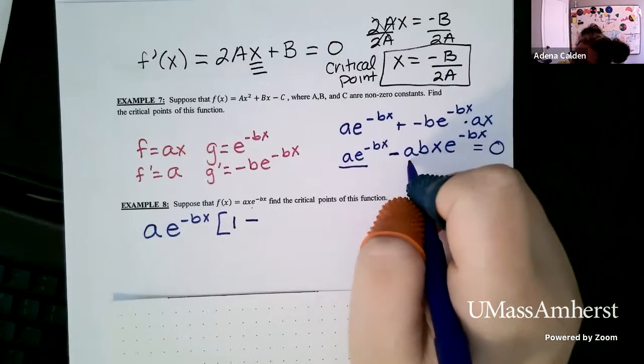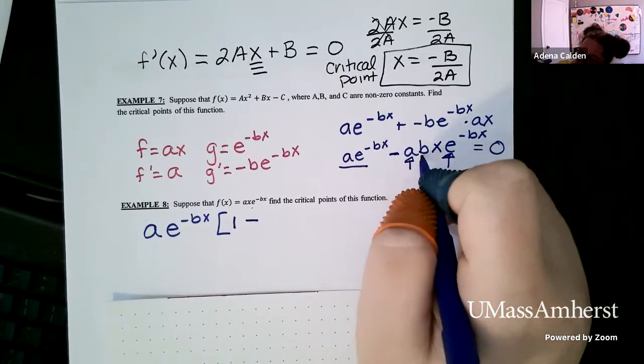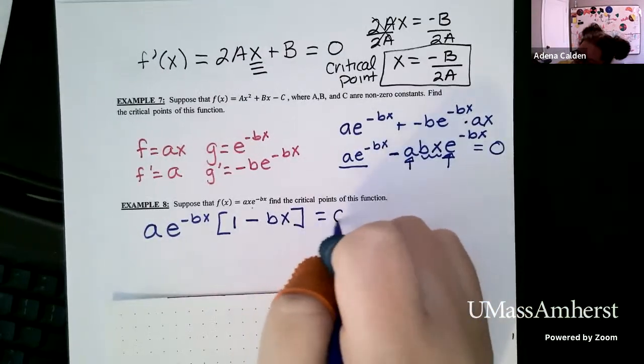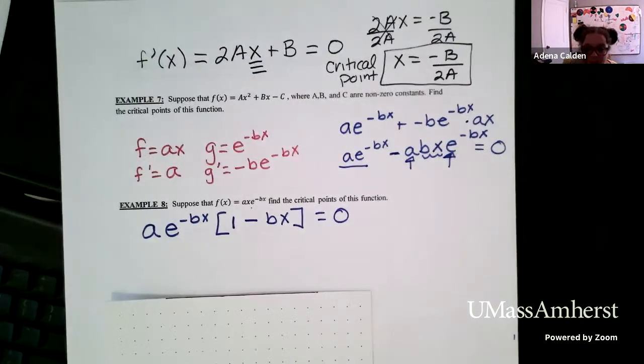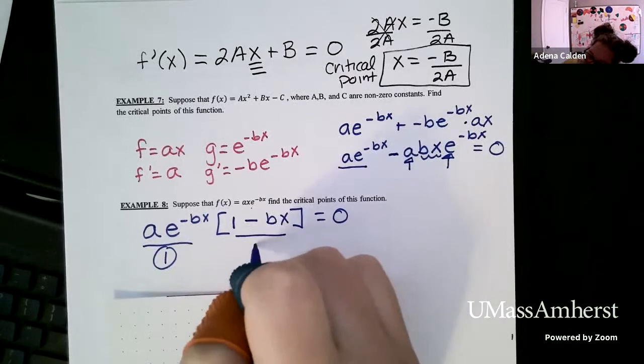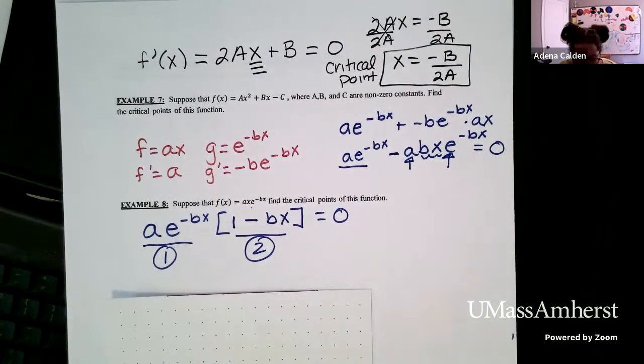Minus, now here I took out the A and I took out the E term, which means I'm left with a BX. So I'm left with something that looks like this. And again, I have 2 factors, this one and this one. And I want to know, when do they equal 0?